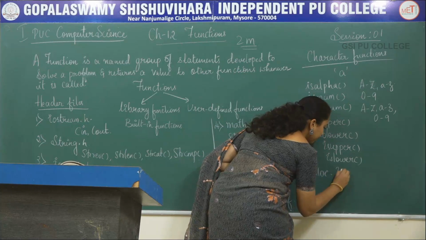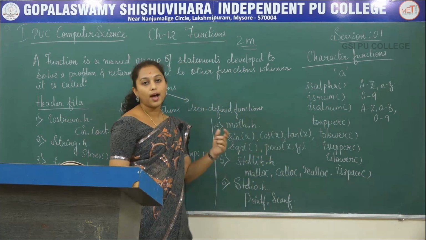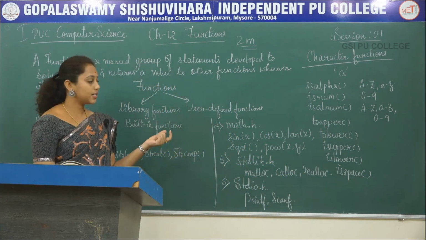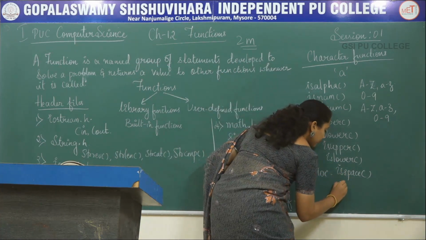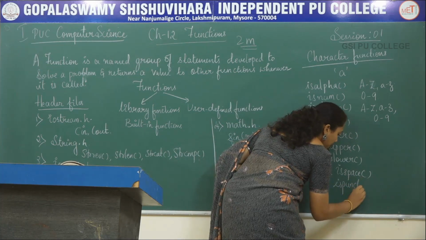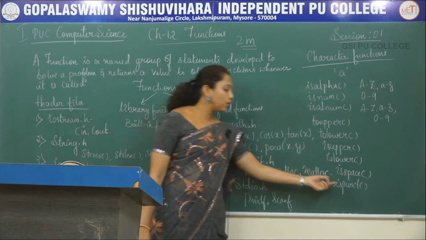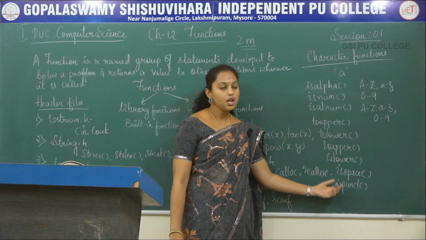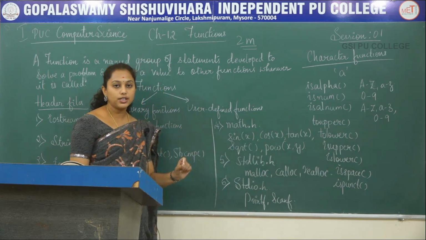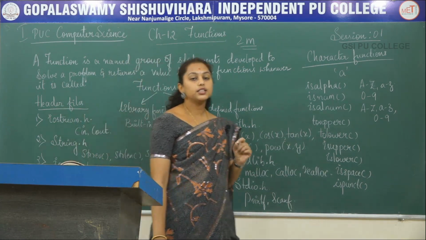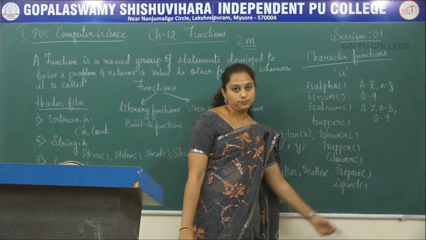Next is isspace. It returns a non-zero value when the entered character is a space, vertical tab or tab. Next is the ispunct function. This function is going to return a non-zero value when the entered character is a special character. If you enter any special character, then it is going to return a non-zero value. Otherwise, it is going to return a 0.